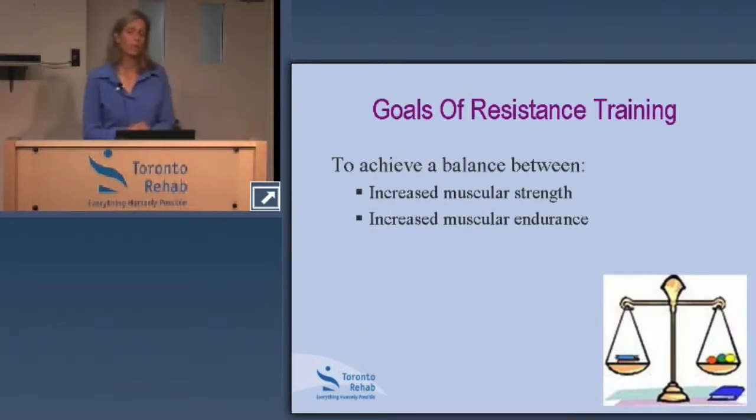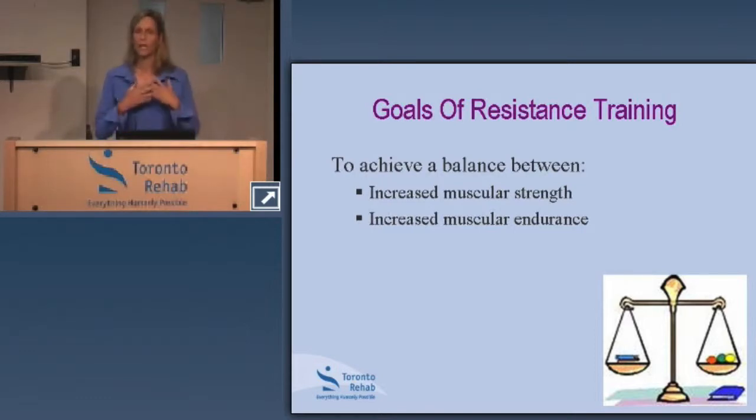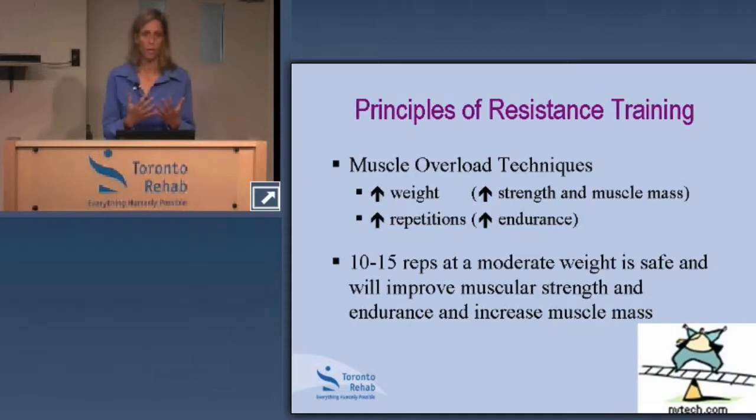Now, the goals of the weight training program are to achieve a balance between muscular strength and muscular endurance. The definition of muscular strength is the maximal amount of weight a person can lift 1 time. Muscular endurance is related to repetition, so it's the maximal number of repetitions you can do of a specified weight. They're both important, and we want to get a balance between the two. We don't advocate working on just muscular strength. That's the type of program a bodybuilder would do.